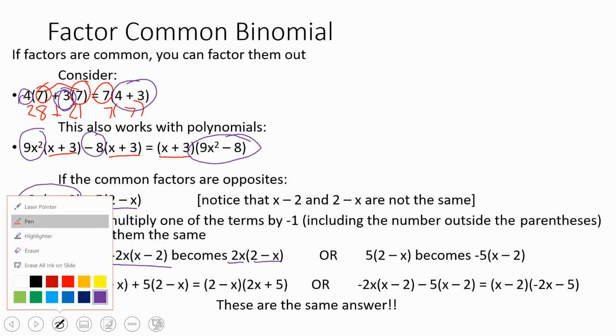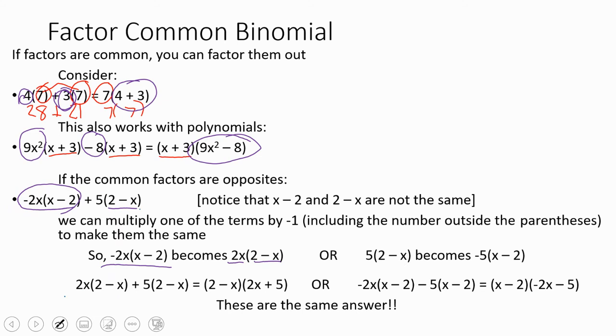Or you could decide to take the second term and make it opposite. So instead of 5, you're going to make that a negative 5. And instead of 2 minus x, you're going to make it x minus 2. It doesn't matter which term you want to do it with. I'm going to tell you my preference. I like to keep things as x minus a number, so I always change that term.